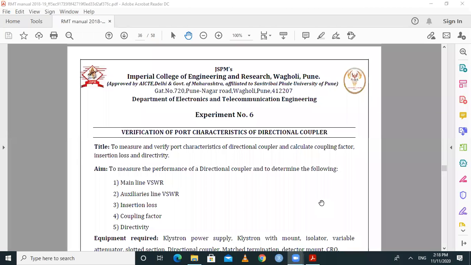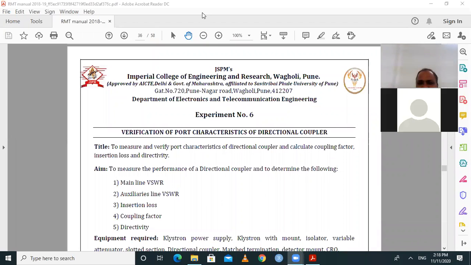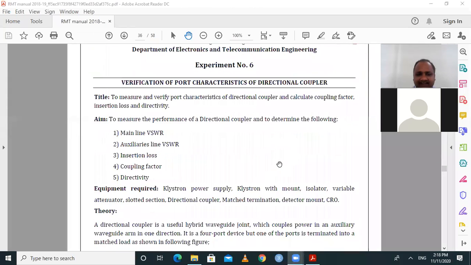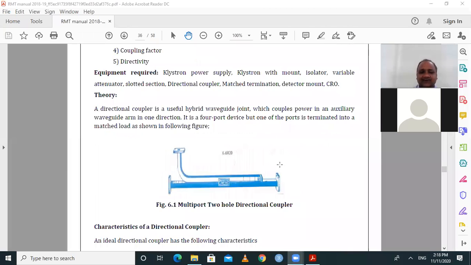For today's experiment, we are going for verification of port characteristics of directional coupler. And you know that directional coupler, how many ports does it contain? As we know, a directional coupler is a four-port device. So when we go for the S parameter matrix of directional coupler, it is a 4 by 4 S parameter matrix.